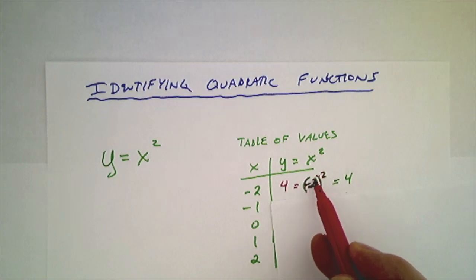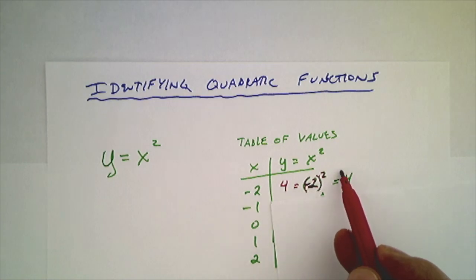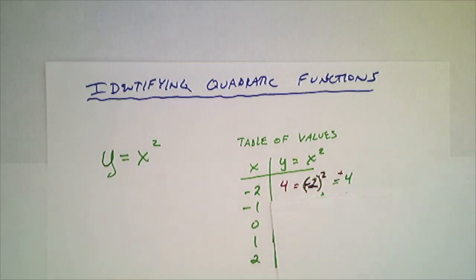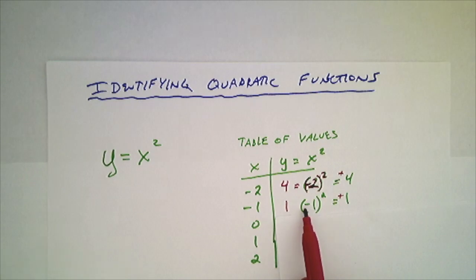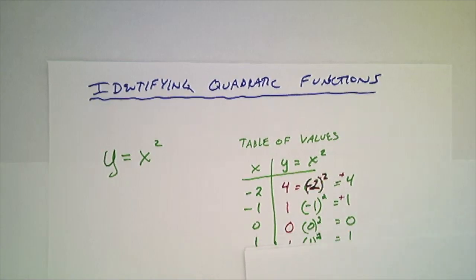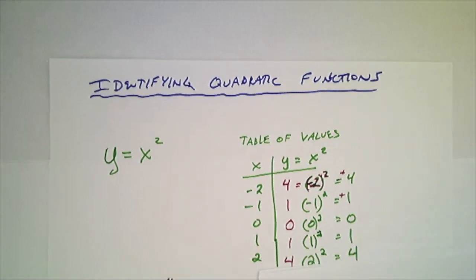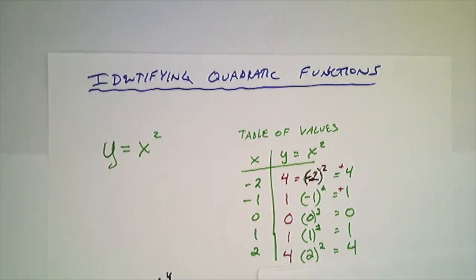So we put the -2 in where the x goes. That -2 then squared. Well, what is negative times a negative? That would be positive. And then 2 times 2 is 4. So this works out to be a positive 4. Do the same thing with the next value as we calculate the table of values. 1 and -1 times -1 is positive, and the 1 is 1. And then 0 times itself, still 0. 1, and then 2. So 2 squared is 4.